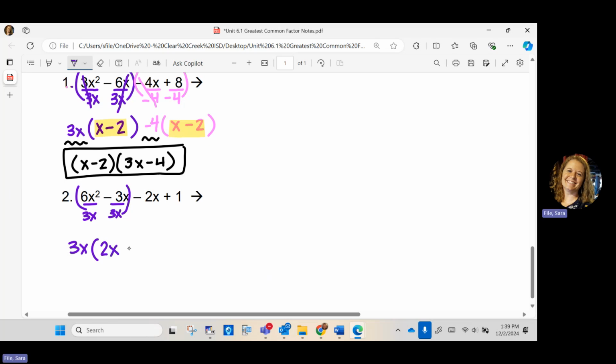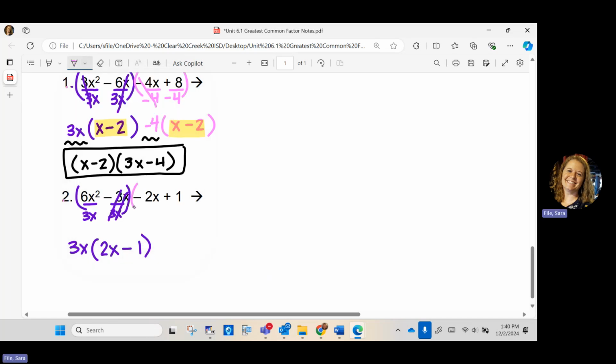And then I've got a minus. What is 3x divided by 3x? Anything divided by itself is 1. Both the 3's and the x's reduce. This is just a 1. There's no x anymore.